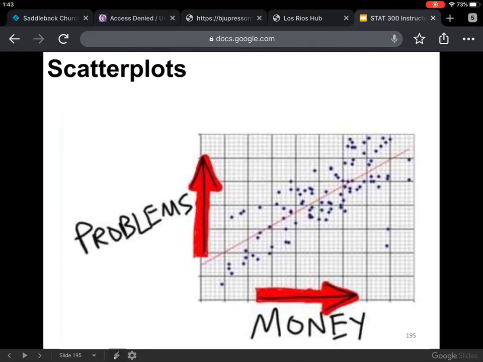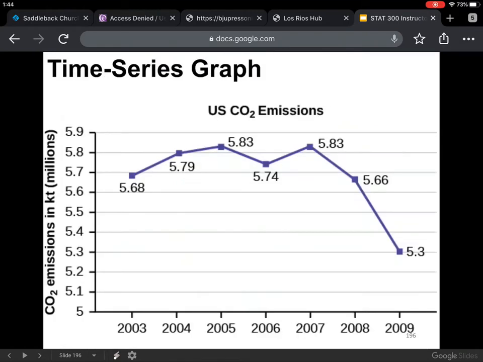And a little bit later, we'll talk about regression line, actually finding a line that best fits the data values, and seeing whether it's going to be increasing, decreasing, staying flat, and so forth. So that's scatter plots. Last one, time series graph.